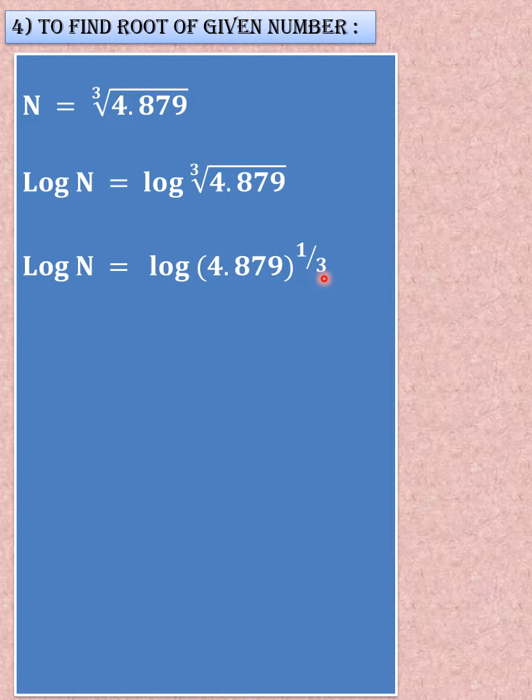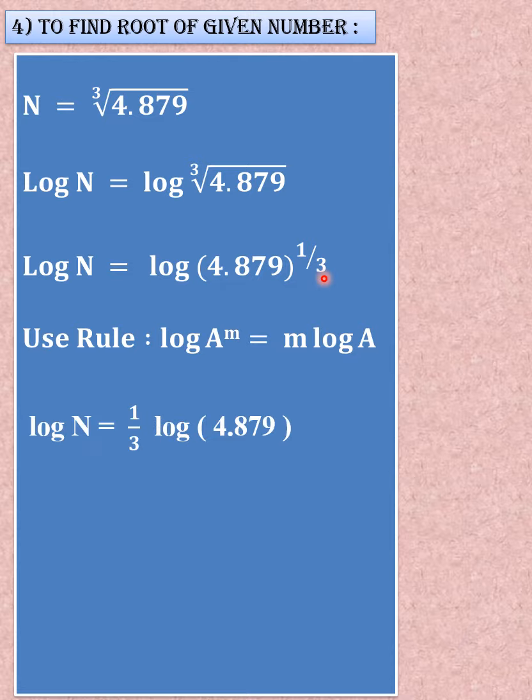Then use the same rule: log of a raised to m is equal to m log of a. Using that, 1/3 gets multiplied to the log of the given number. Then find the value of the log. Since this is only one digit, 0 is the characteristic. Now look at the 48 row.